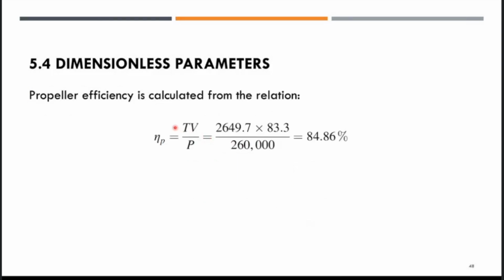The propeller efficiency is calculated from the relation zeta p equal to T V over P. We already obtained the thrust value, we have the velocity in meter per second, and we have the power given, 260,000, and zeta p can be calculated as 84.86%.